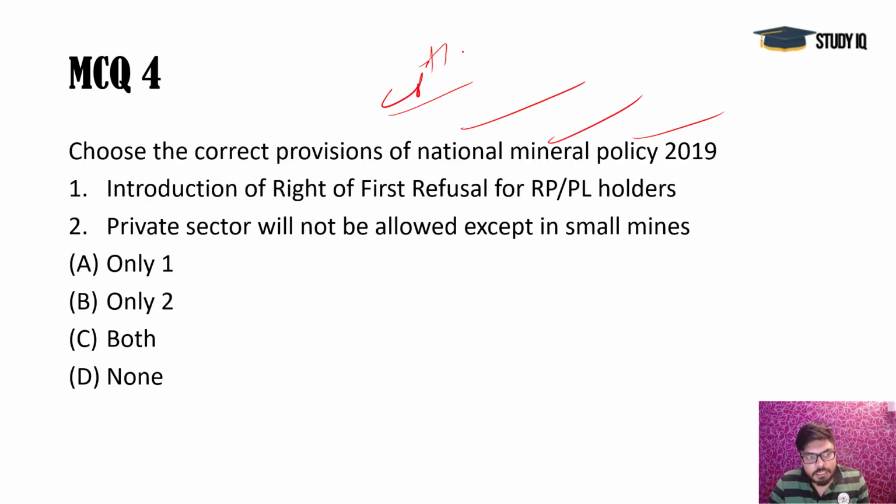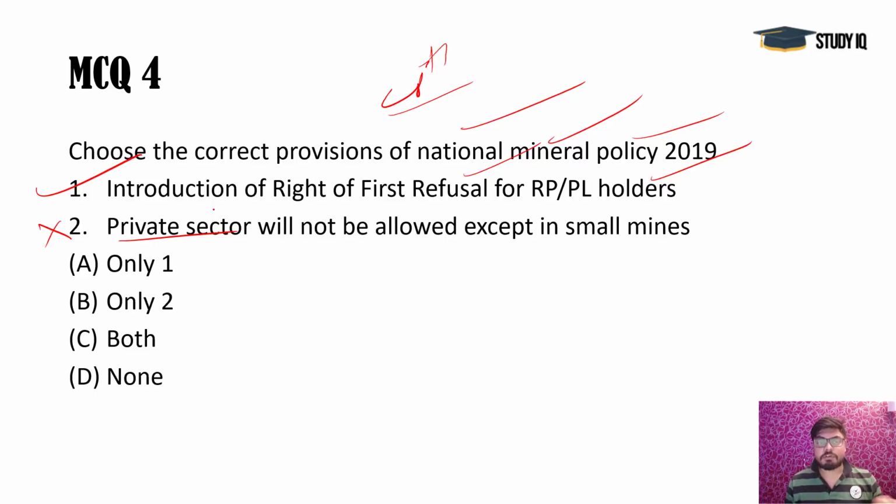So this becomes much more important here to discuss. That is why PIB lessons are extremely important, and these data are very much appropriate for the prelims. So the first statement is correct. Introduction of right of first refusal for RPPL holders, that is allowed here. But you see, the second one is wrong, because it is all about the private sector encouragement.